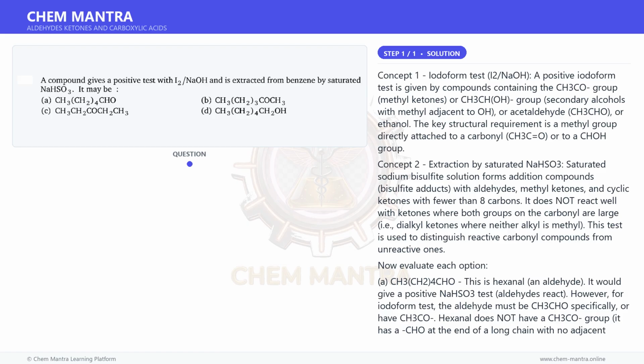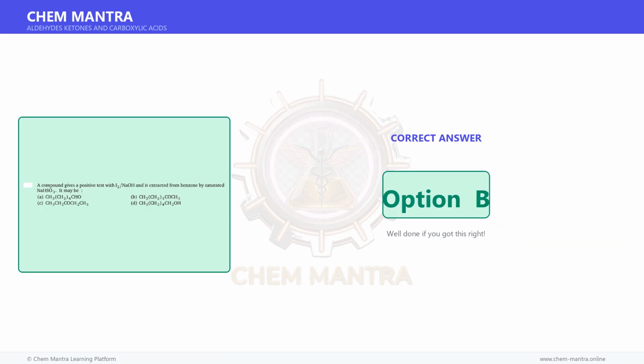Eliminated. Only option B, CH3(CH2)3COCH3, satisfies both conditions: a positive iodoform test, as a methyl ketone with the CH3CO group present, and extraction by saturated NaHSO3, since methyl ketones form bisulfite adducts. Therefore, the correct answer is option B.